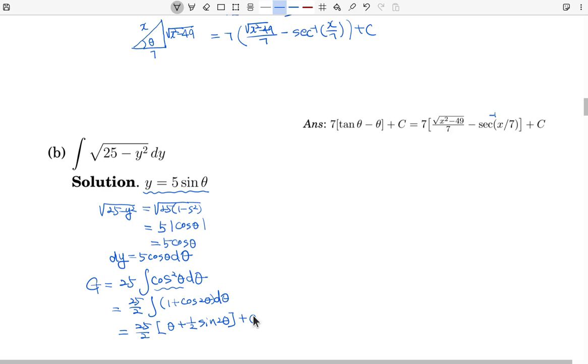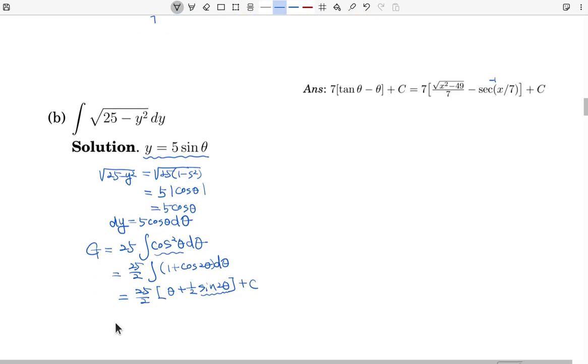Okay, now we have to replace theta by using y values. Theta itself is the same as arcsine of y over 5, so that's okay. But now for 2 theta, you have to be a little careful, because we don't know 2 theta, and by using a trigonometric identity again, we can reach 25 over 2. Let's write down this one.